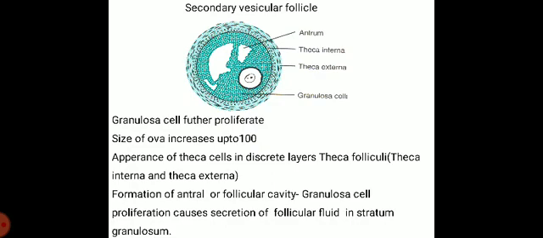After proliferation, the granulosa cells start secreting follicular fluid. This causes a cavity in the stratum granulosum, which is known as the antrum or follicular cavity. The fluid filled in the antrum is called liquor folliculi, and the liquor folliculi contains estrogens.